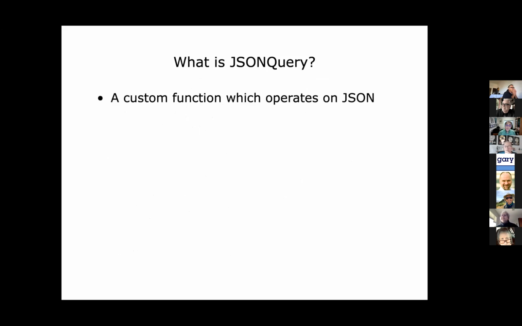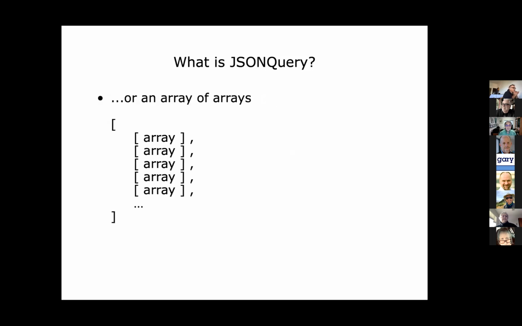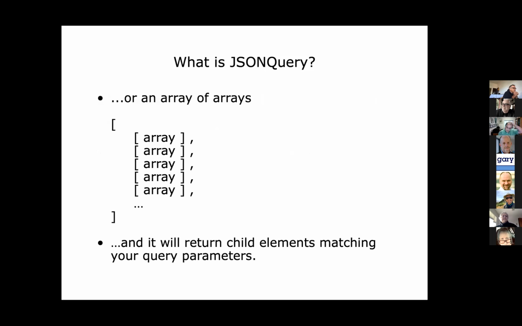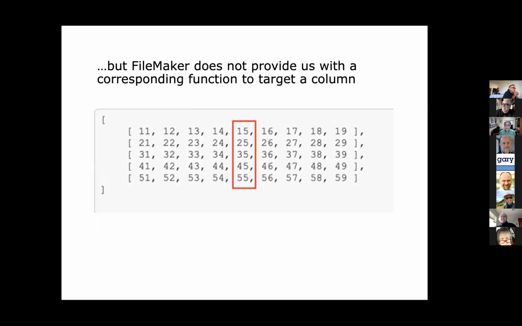So what is JSON Query? It's a custom function which operates on JSON, authored by Steve Senft-Herrera. Typically, you point it at an array of objects or an array of arrays, and it returns child elements matching your query parameters. As an example, here's a typical two-dimensional JSON array. We can easily extract the row. FileMaker gives us a native function, JSON get element, to get the row. But they don't give us any corresponding function to target a column. Now I'm done showing slides and I'm going to go into some demos.